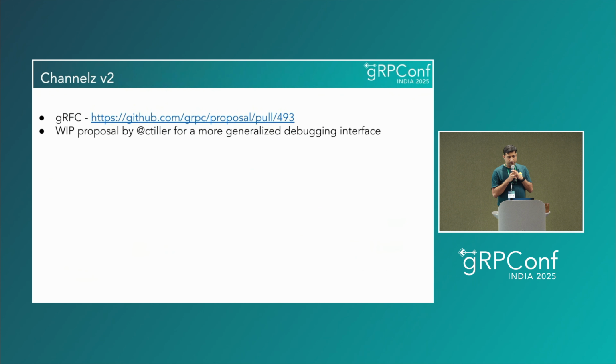Now we have a work in progress gRFC for channelz version 2, and the aim is to make channelz more generalized so that the relationships between various nodes are loose, and so that we can record more types than just servers, channels, subchannels. We can basically record more stuff. But this is still work in progress, so not a done deal yet.